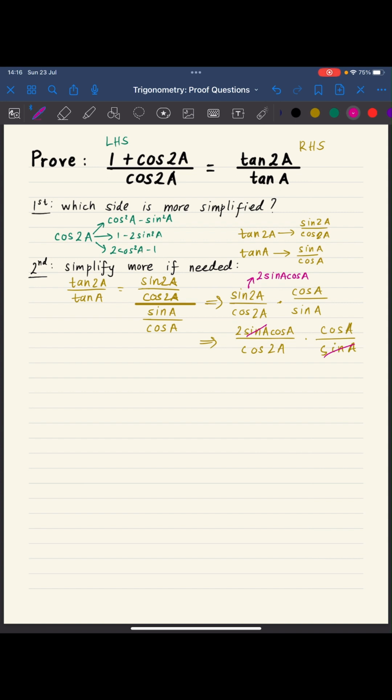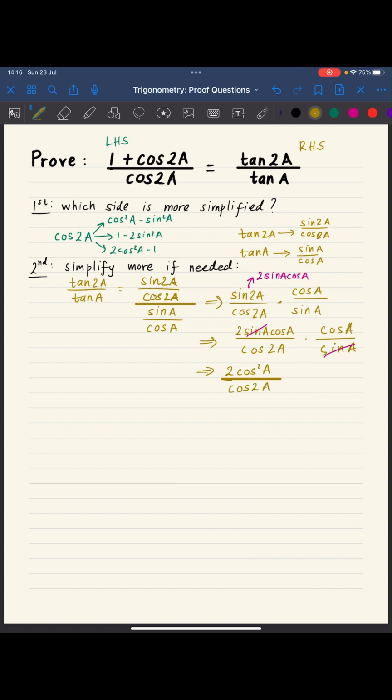So what will we be left with? At least on top in our numerator, we'll be left with 2, because it's cos A multiplied by cos A, 2 cos squared A all over cosine 2A.